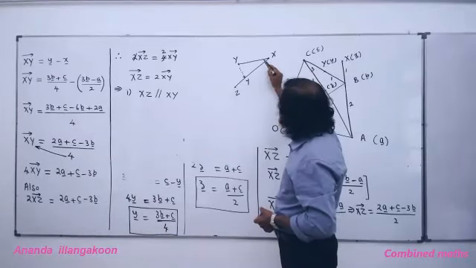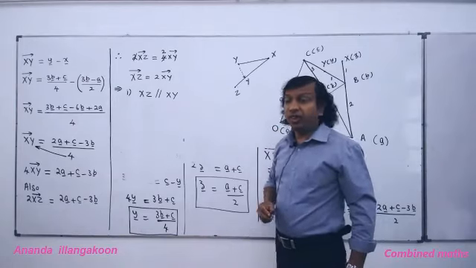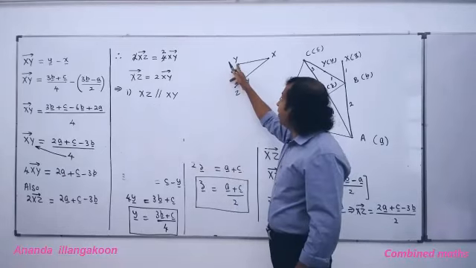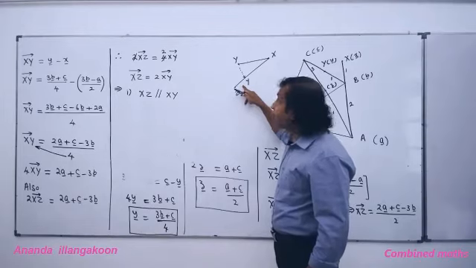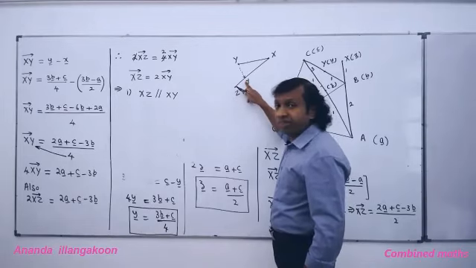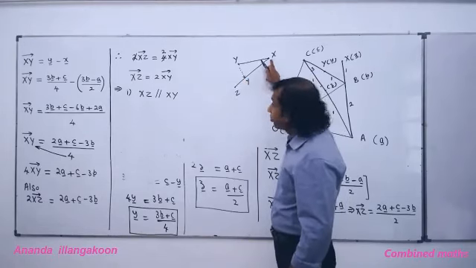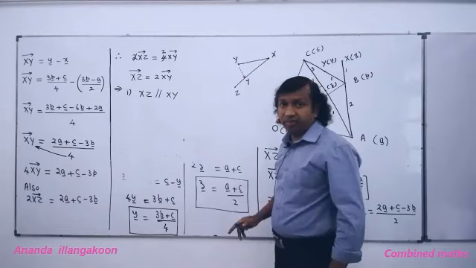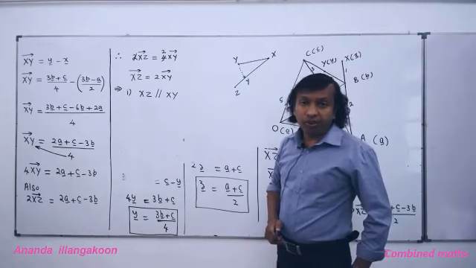XZ and XY now become parallel. So definitely, in order to satisfy this condition, Y should come onto this XZ. Once this Y comes onto the XZ line, what can you say? The 3 points X, Y, and Z lie on the same line. What is that? The 3 points X, Y, Z are collinear.